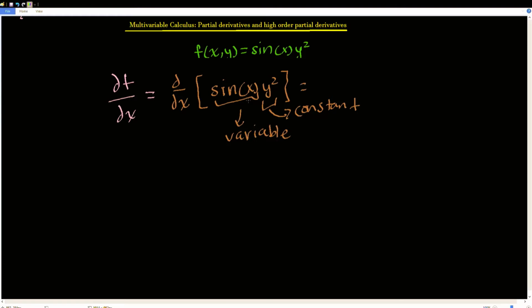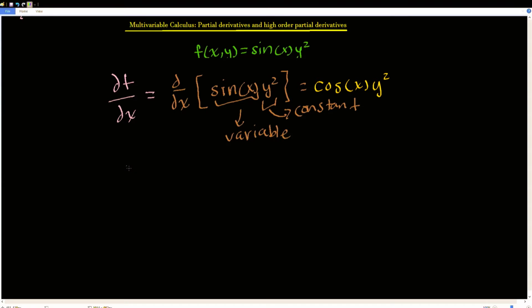So now let's solve this. Let me switch my color. And this equals, right? So since we're treating x as a variable now, let's just find the derivative of the sine of x. And the derivative of sine of x is cos of x. Cos of x times y squared. We don't find the derivative of that because that's just a constant. So that's what we get.